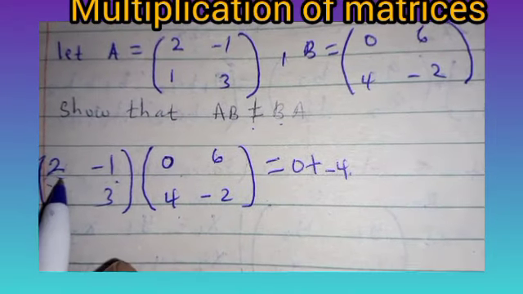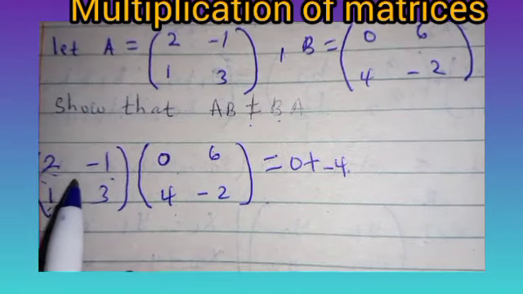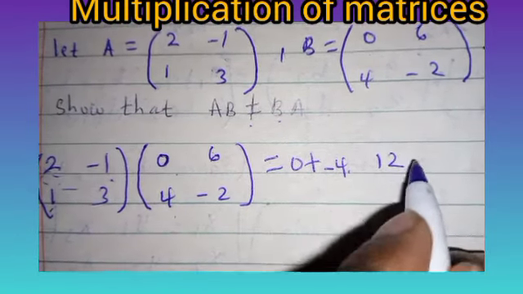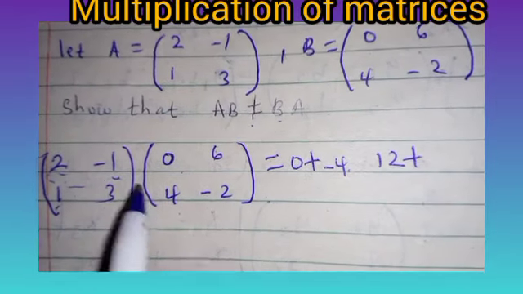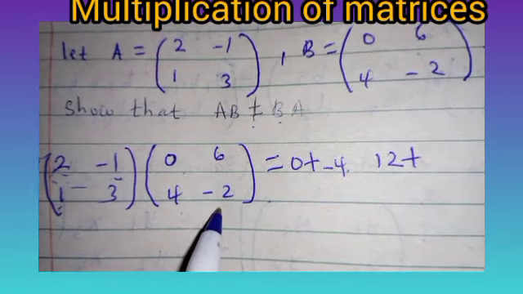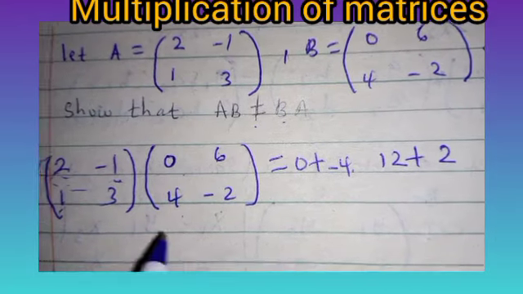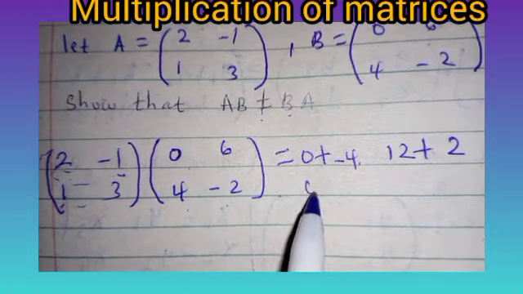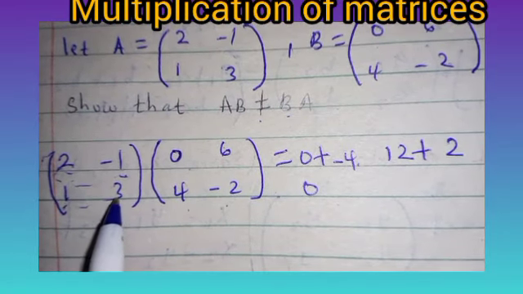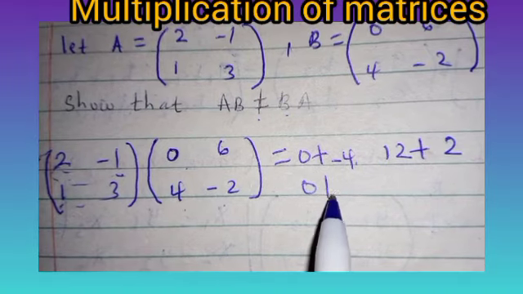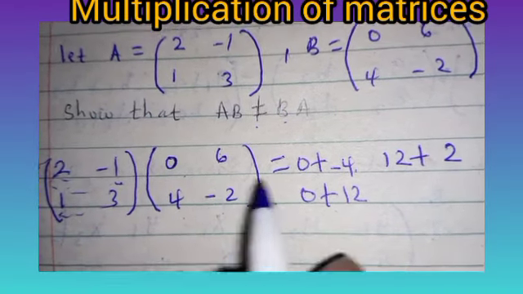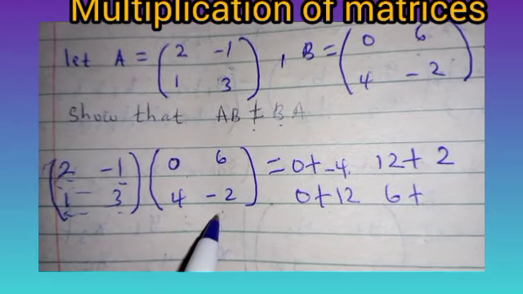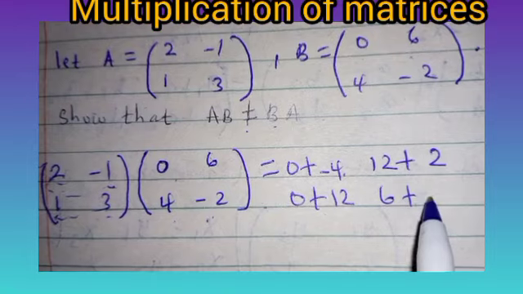The next element, you just use row times column. You have 2 times 6, which is 12, plus negative 1 times negative 2, which gives you 2. Next, the second row times the first column, which is 1 times 0 to give you 0. Then you have 3 times 4 to give you plus 12. Next, you have 1 times 6 to give you 6, plus 3 times negative 2 to give you negative 6.